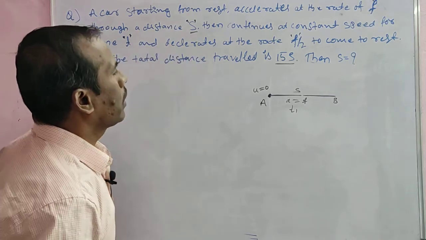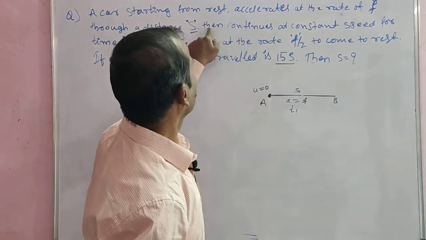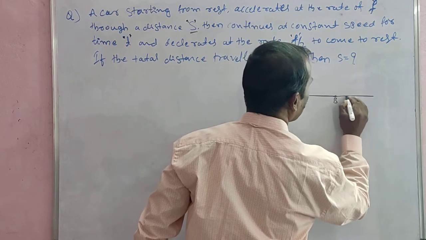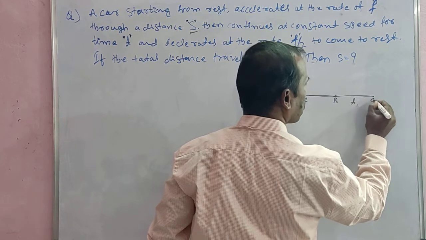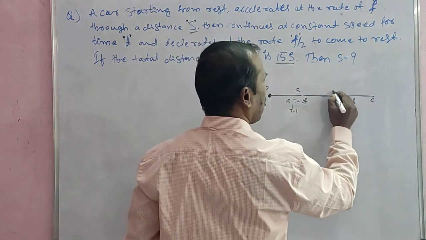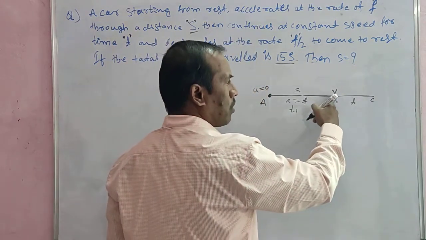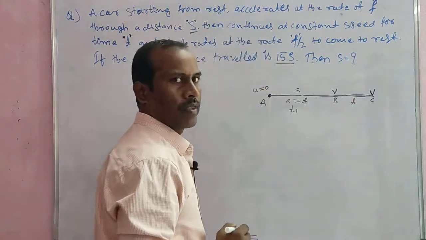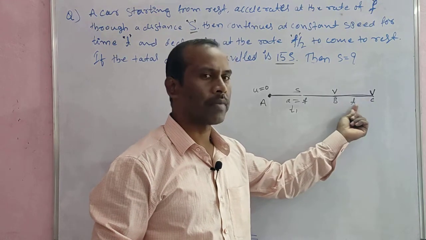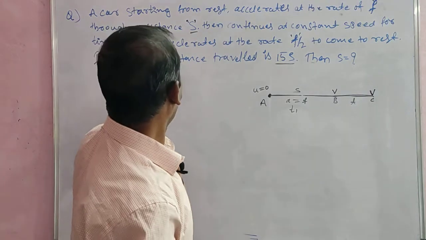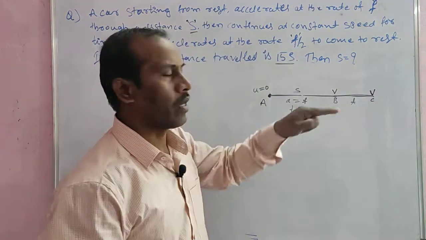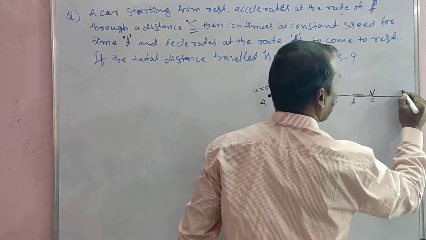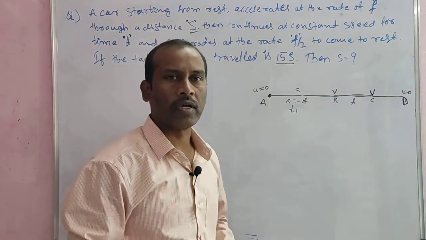Next, the car continues at constant speed for time t. From B to C, time t, constant speed. At point B the speed is v, and this speed is constant from B to C, the same speed. The time taken by the car to reach point C is t. Next, it decelerates and comes to rest, to reach the point D, so the final velocity is 0, coming to rest at point D.